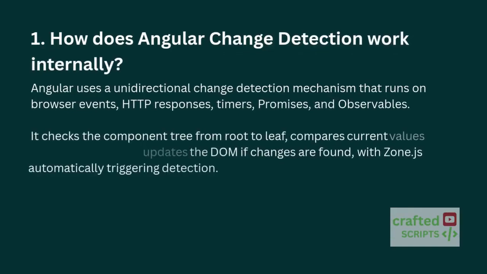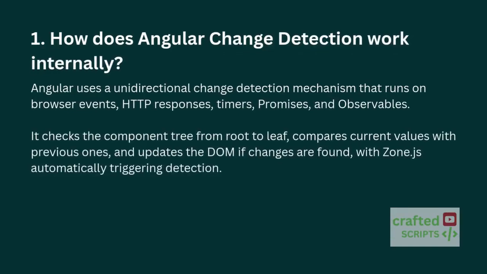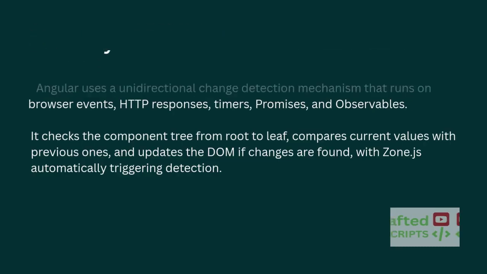Question number 1. How does Angular change detection work internally? Angular uses a unidirectional change detection mechanism that runs on browser events, HTTP responses, timers, promises, and observables. It checks the component tree from root to leaf, compares current values with previous ones, and updates the DOM if changes are found, with Zone.js automatically triggering detection.